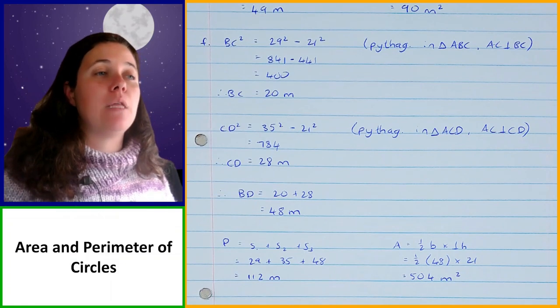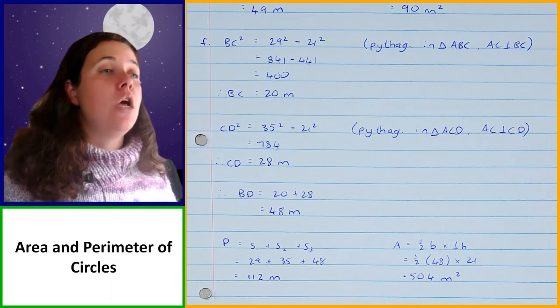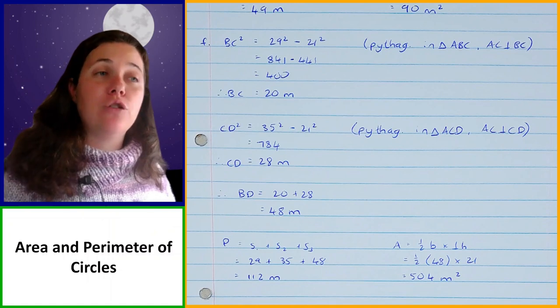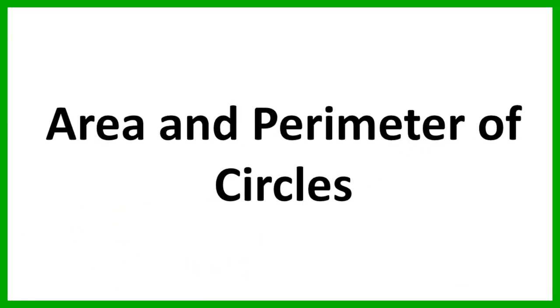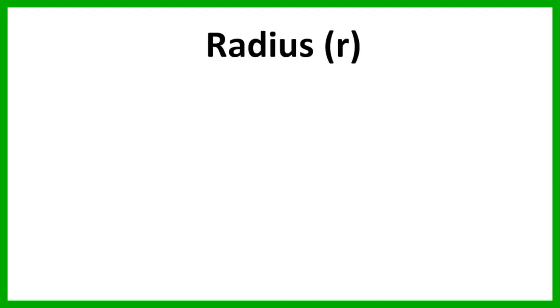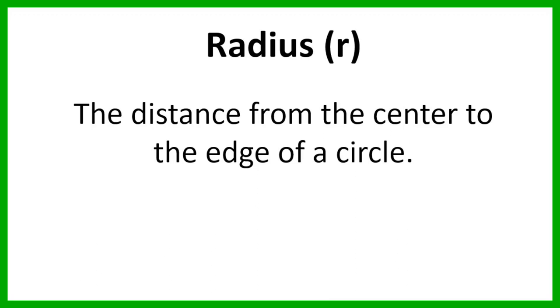Now we're going to go on to the area and perimeter of circles. The first thing we need to do, though, is look at some of the terminology that we're going to be using while we're working with circles. The first thing is the radius, or R. The radius is the distance from the center of the circle to the edge of the circle.